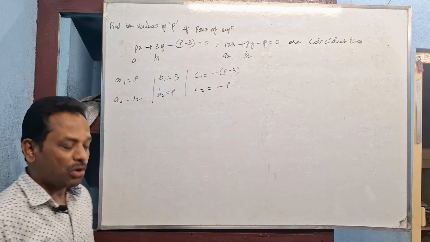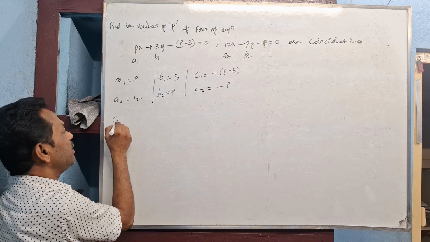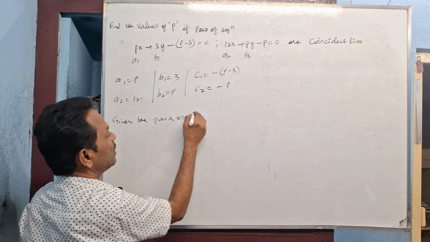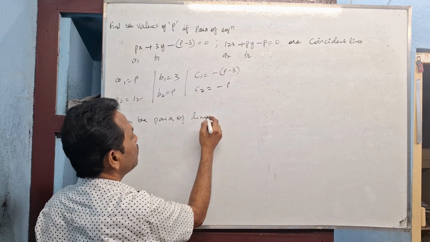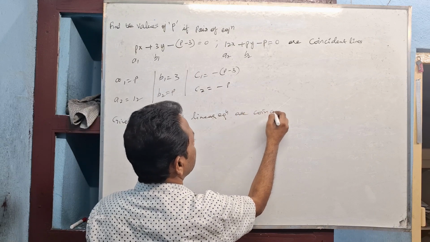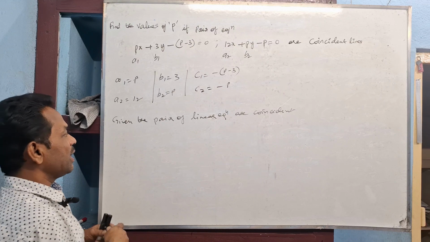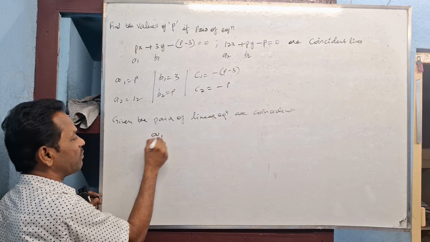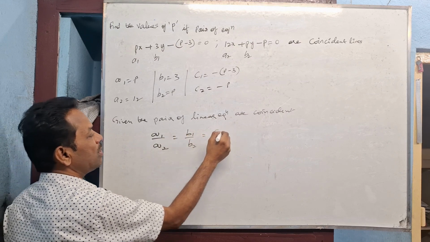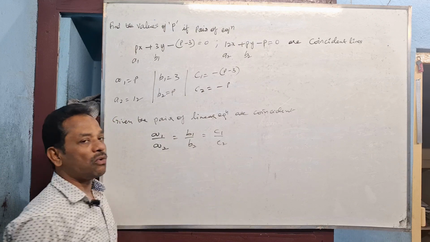Now, given the pair of linear equations are coincident lines, I'll use the condition A1 by A2 equals B1 by B2 equals C1 by C2. This condition is used where the lines are coincident lines.